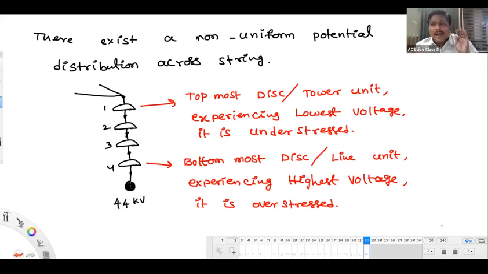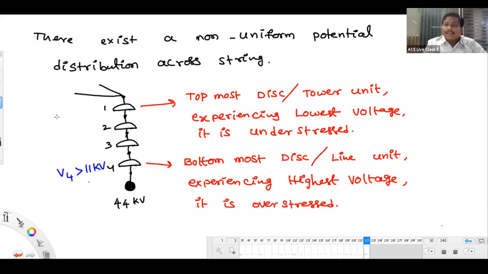See, listen. After applying 44 kV to this conductor, I have 4 units now. My expectation is that each disk will experience 11 kV. Yes or no? It will be equally divided so that each disk will experience a voltage of 11 kV. But unfortunately, disk number 4 voltage V4 will definitely be more than 11 kV because of non-uniform distribution.